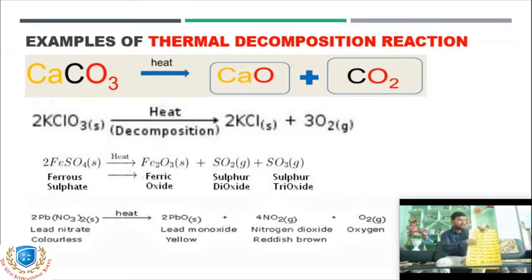And these are all examples of chemical decomposition. These chemical reactions are carried out by passing heat energy, so these chemical reactions, up to lead nitrate, are all called thermal decomposition reactions.